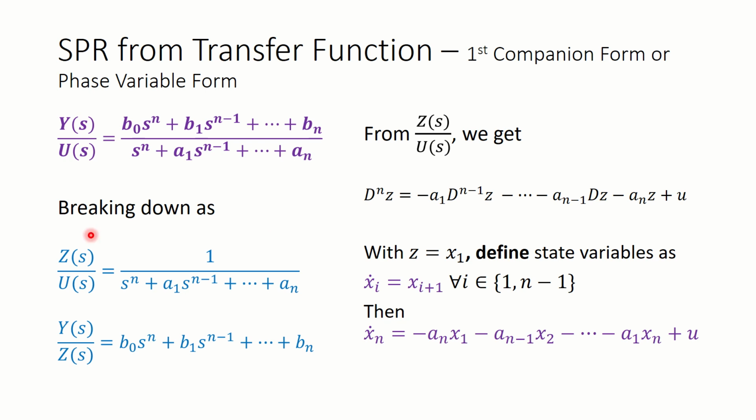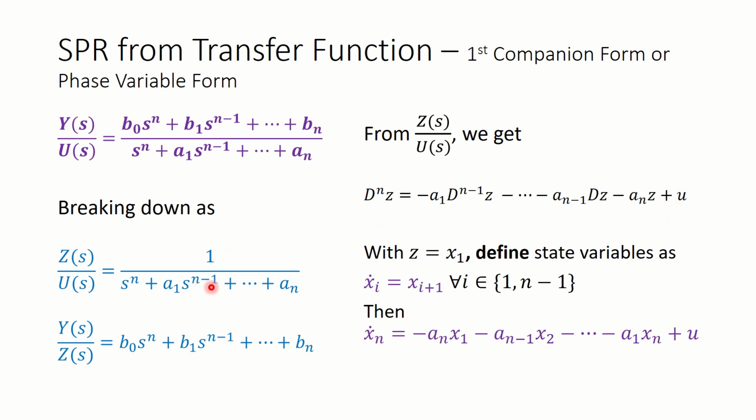From this transfer function Z(s) by U(s), we very easily get this relationship. D is the differentiation operator. So s^n Z(s) going to the time domain will become d^n z, as we know from the Laplace transform and inverse Laplace transform identities. Similarly, all of these we very easily know, and U(s) becomes u.